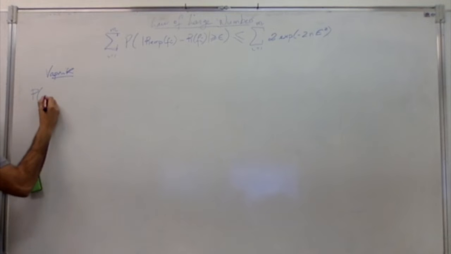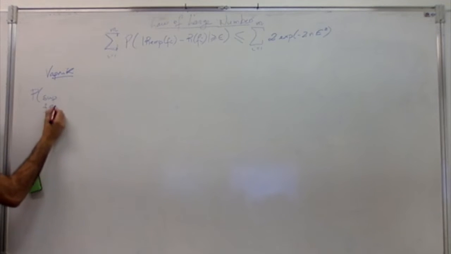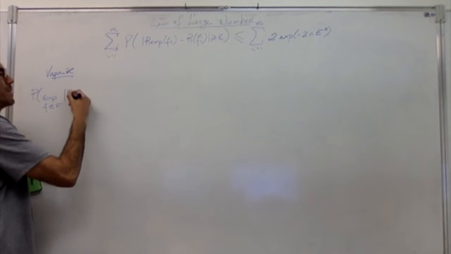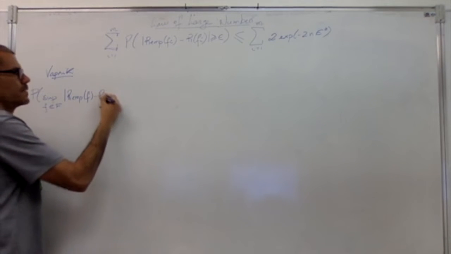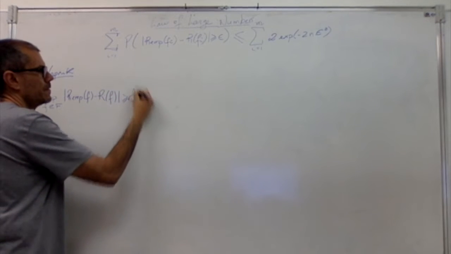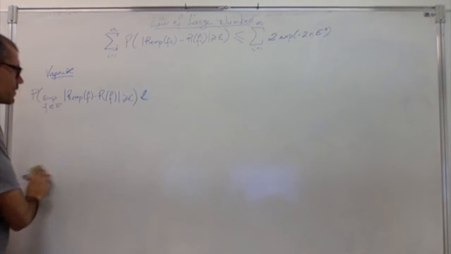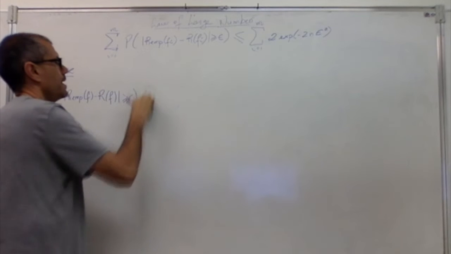We can say that Vapnik was interested in formulating the statistical learning theory like this. The probability of the supremum value, for every function f inside some bias, inside some learning bias, of the difference between the empirical risk of that function and the expected risk of the same function, to be greater than or equal to epsilon.